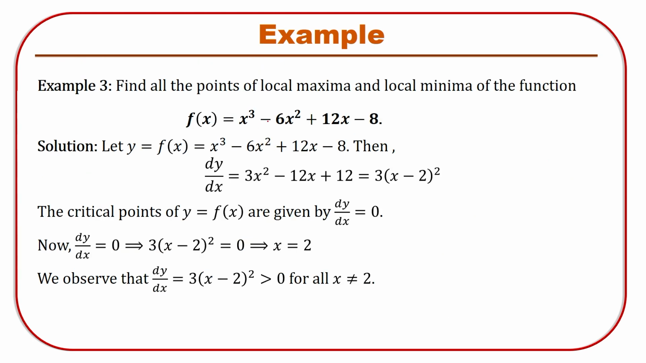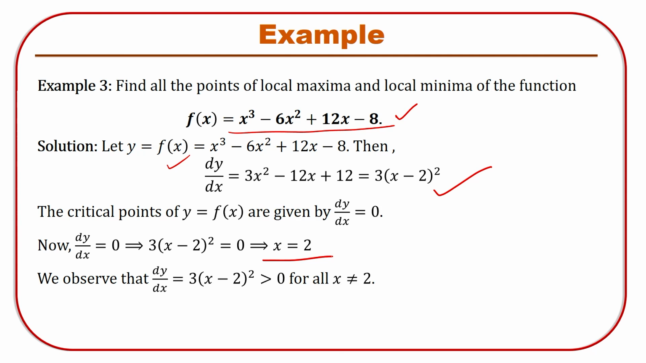Similarly, find all the points of local maxima and local minima of the function. The function is given as x cube minus 6x square plus 12x minus 8, and let y equal to f(x) equal to x cube minus 6x square plus 12x minus 8, then dy by dx equal to 3 into (x minus 2) whole square.